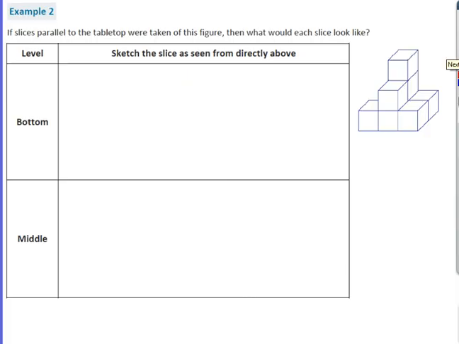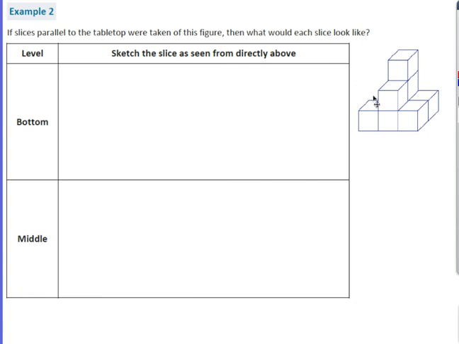All right, let's try one more example. Now this one is really the focus of this lesson, and it really goes into what you guys did in the previous lesson. We're going to be slicing parallel to the tabletop from this figure. Now keep in mind that means that we're basically taking horizontal slices of the different levels of this figure. So we're going to slice this level and this level right off, and we're going to look at it as seen from directly above.